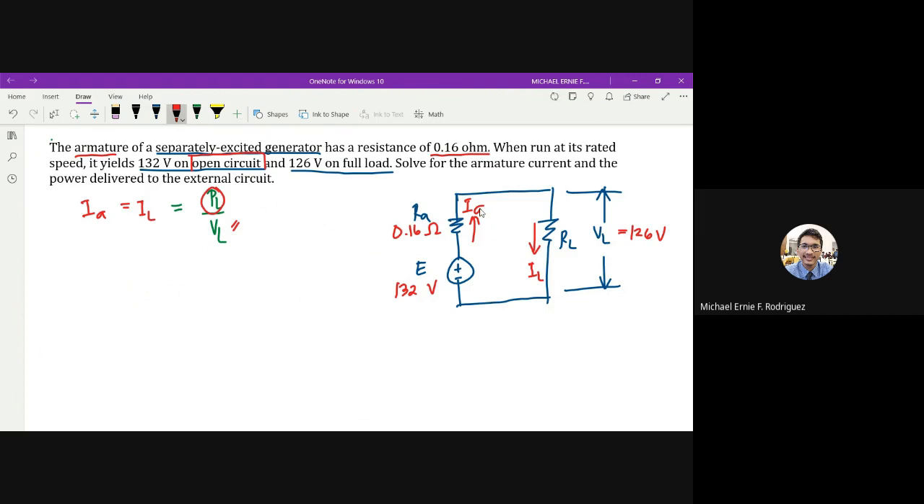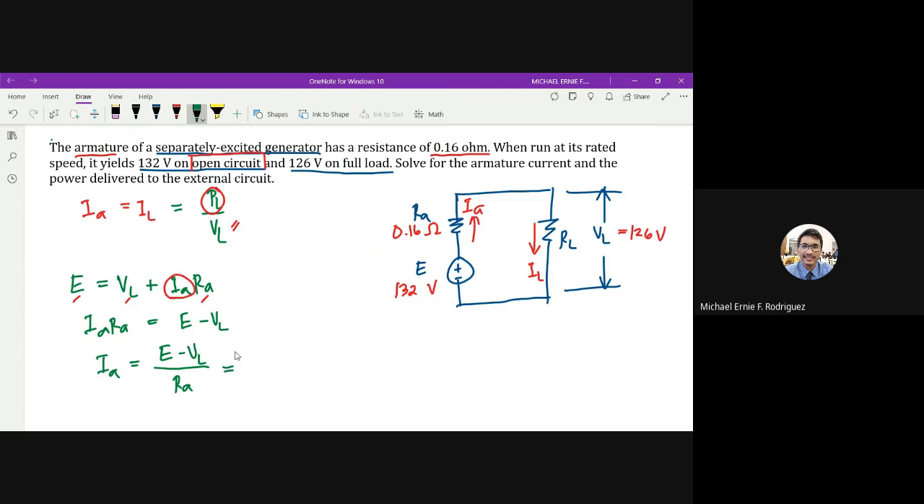So para makuha natin yung IA, yung isang formula natin. Kasi di ba we have the formula E is equal to VL plus IARA. Okay? So given ito, given din to, given din to. Ito ang hinahanap, yung IA. So, kunin natin yung IA, algebra lang tayo. So, we have IARA is equal to E, lipat sa kabila yung VL, minus VL. So, you can solve for IA. IA is equal to E minus VL over RA.